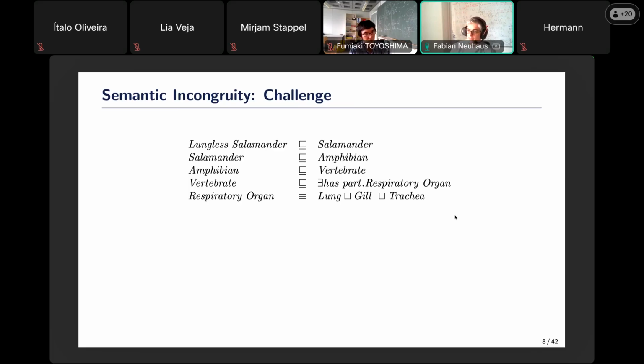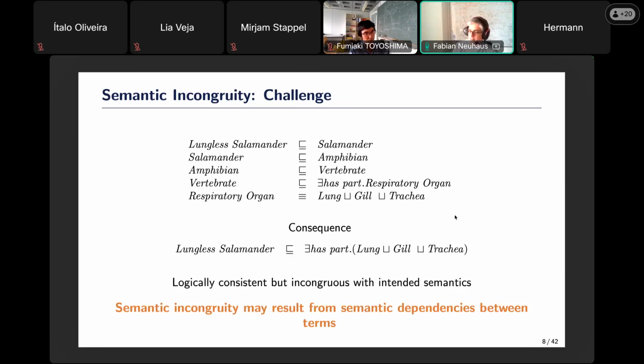Each of these individually is plausible. I simplified the biology a bit, but just to make the point, each of them is relatively plausible. But then the logical consequence is that lungless salamanders have as a part a lung, gill, or trachea, and that's incorrect. It's maybe not obvious to anybody who is not interested in these lungless salamanders, but they don't breathe with gills or trachea or lungs, they breathe with their skin.